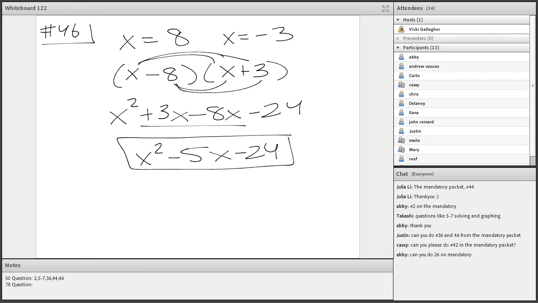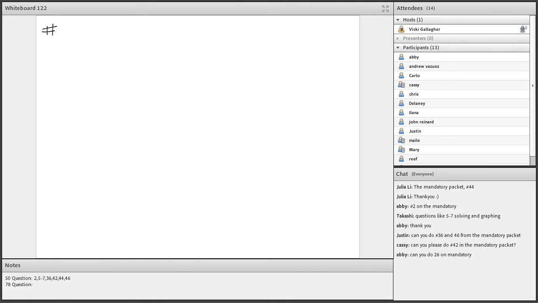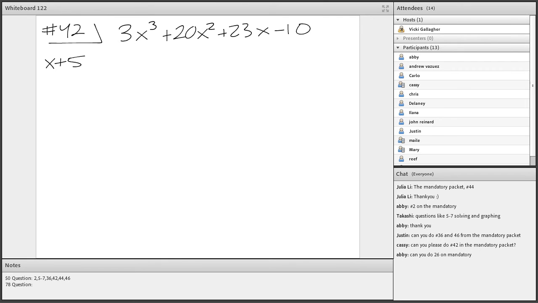All right. Backing it up just a little bit, we'll go back and do number 42 now. Number 42 has multiple parts to it. And so they gave us a polynomial. And they also gave us one of the factors. They said one of the factors is x plus 5. And so the question wants to know, like, what are the other factors? What else do we have to multiply by x plus 5 to create this long thing?